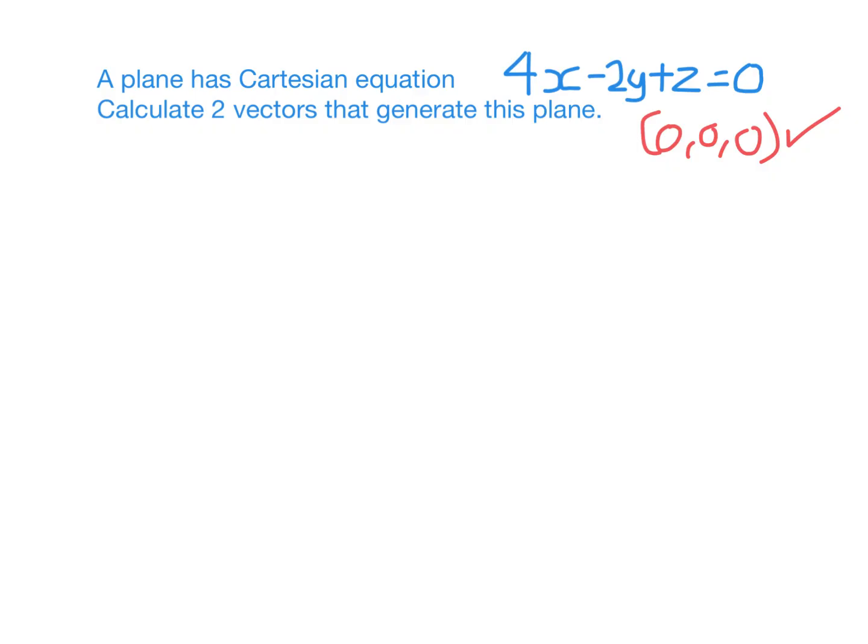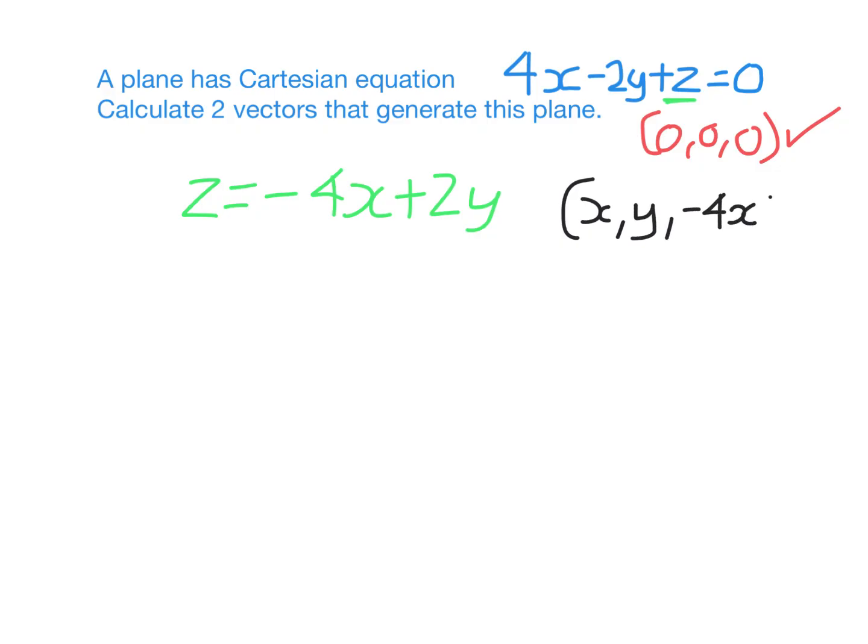So how do I go about this? Let's take our Cartesian equation and rearrange it to make one of the variables the subject. It's easiest to make z the subject since it has a coefficient of 1. So writing z by itself, I would get z equals -4x plus 2y. That's actually very helpful for us. It means that any point that lies in such a plane has the form x coordinate, y coordinate, and the z coordinate is -4 times the x coordinate plus 2 times the y coordinate.